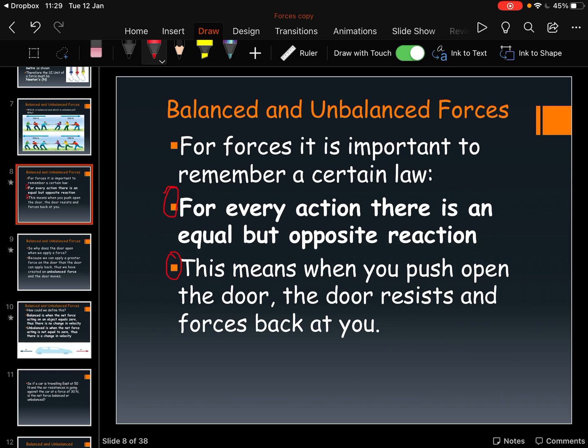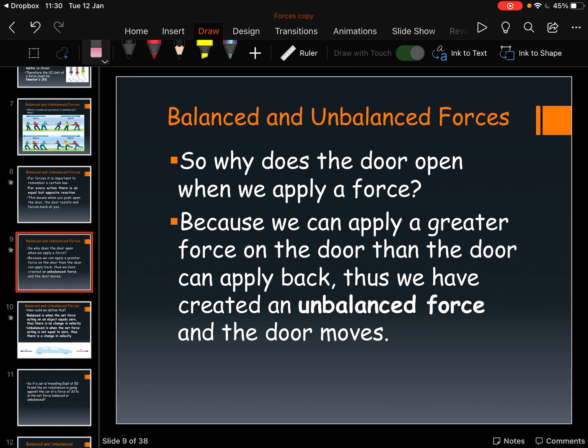This means when you push open a door, the door is actually resisting and pushes back at you. So when you're trying to open the door out, the door is trying to resist you. Or if you open the door in, so you grab the door and open it in towards you, the reason you can feel the door pull on you is because the door is trying to stop you from opening it. Okay, it's an equal but opposite reaction. It's trying to go the opposite way. It's trying to close. Okay. All right, so take down those two points.